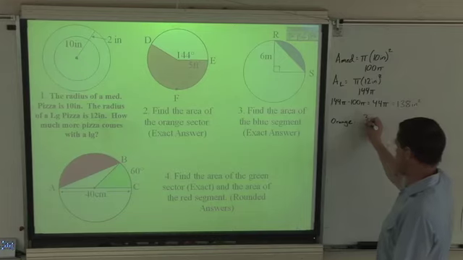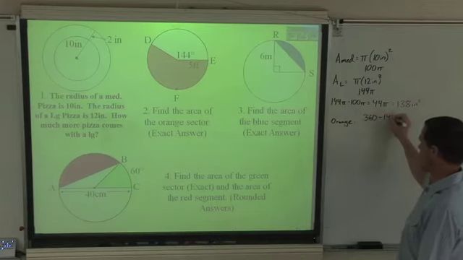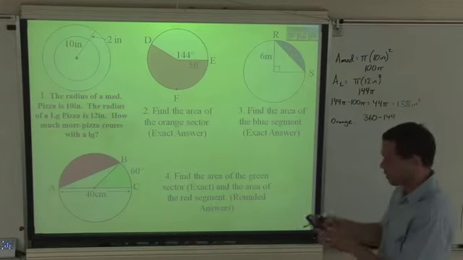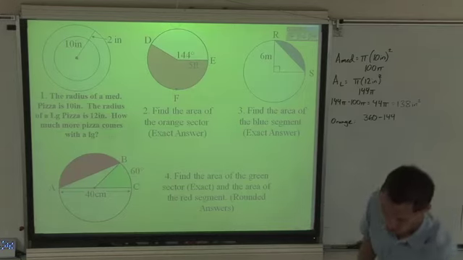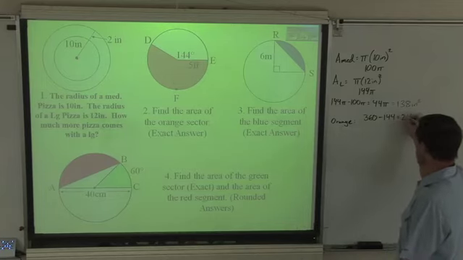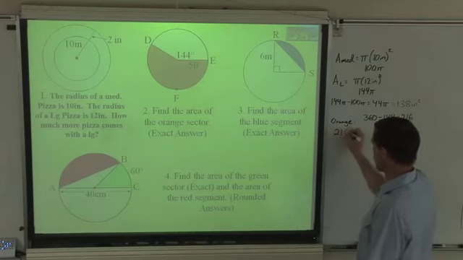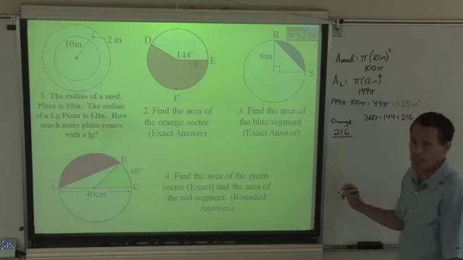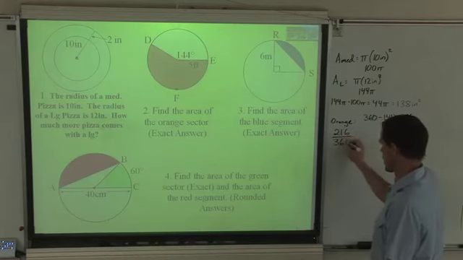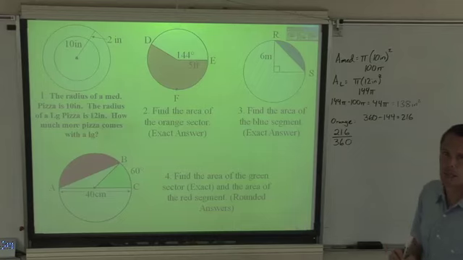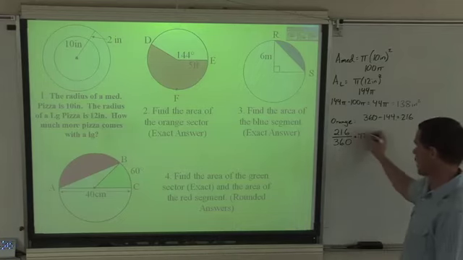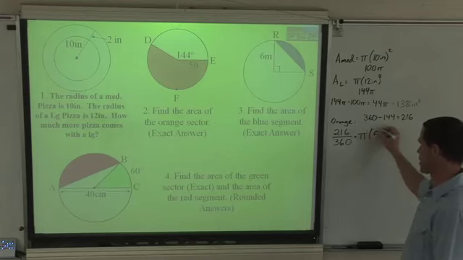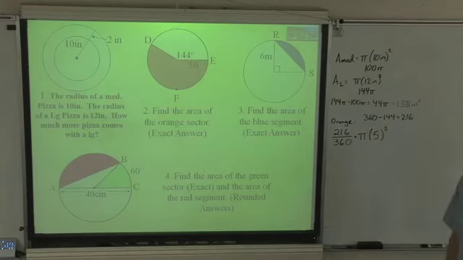So I start by saying 360 minus 144, which is 216. And now we can go, what is 216 out of 360? And we're going to try to figure out what fraction this is of pi r squared. My radius is 5. Now we've got 5 squared, that's 25.